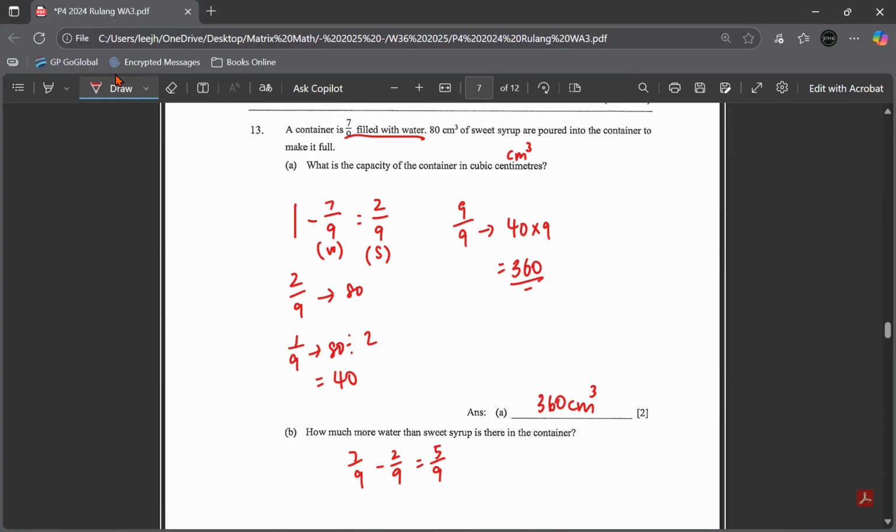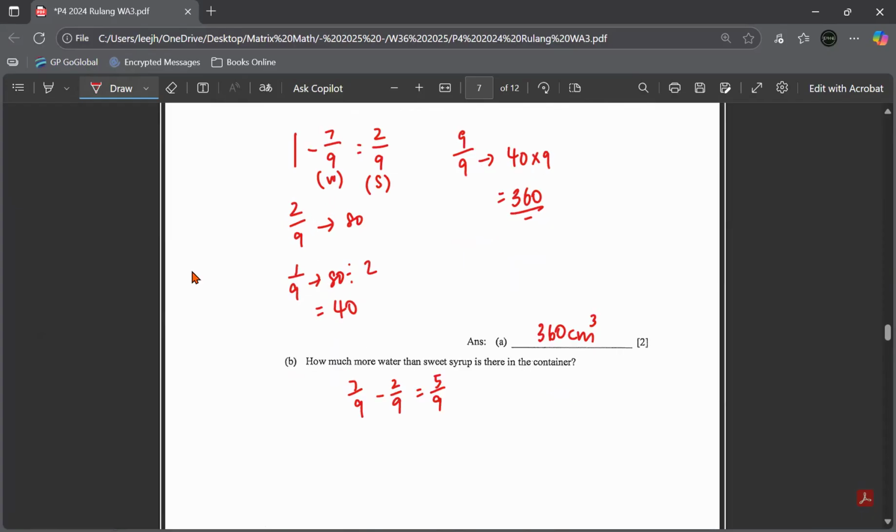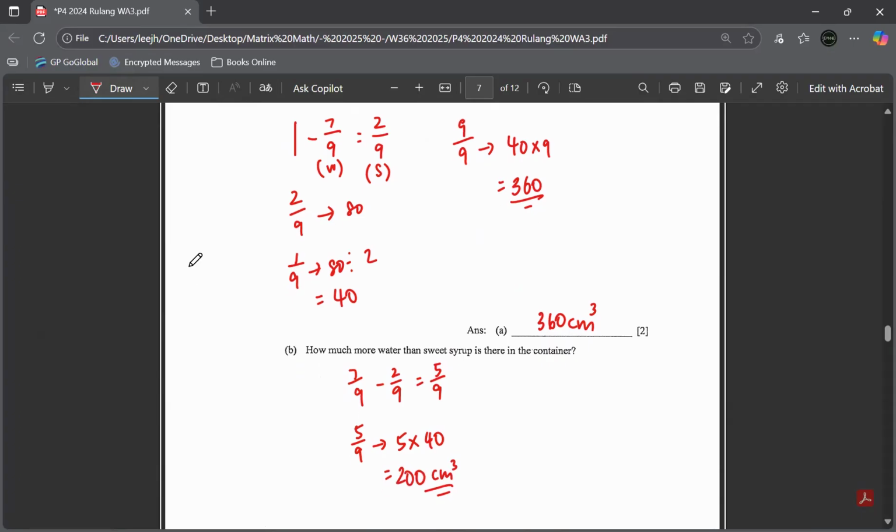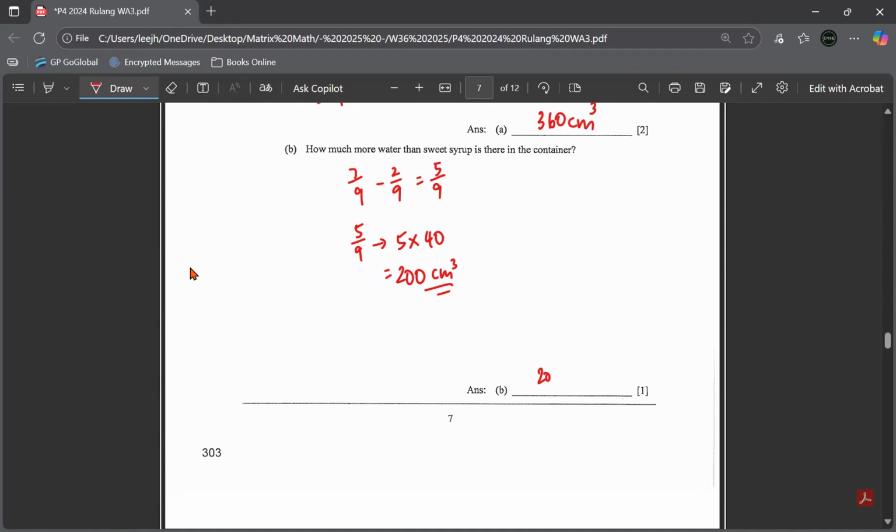So how much more water than sweet syrup are there? So you know 1/9 is 40. I need to find 5 over 9. I just take 5 times 40. Answer is 200 cubic centimeter. So that is your answer, 200 cubic centimeter.